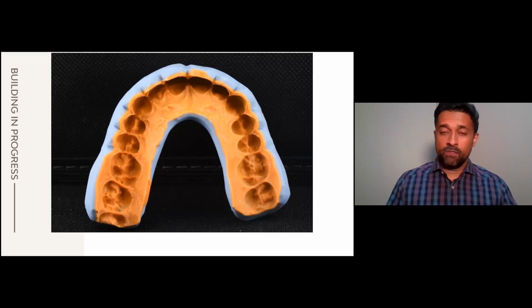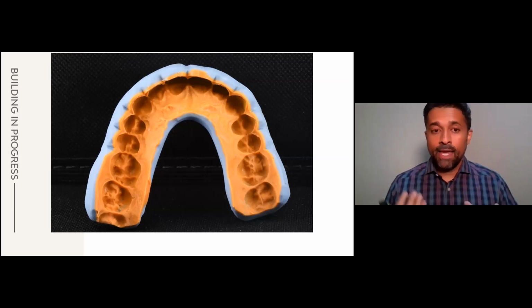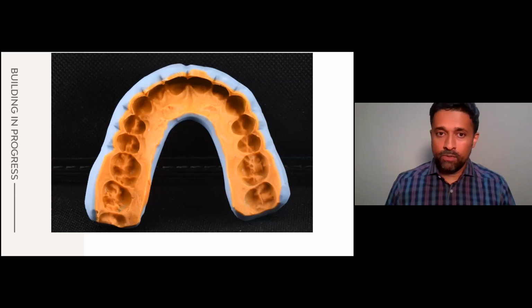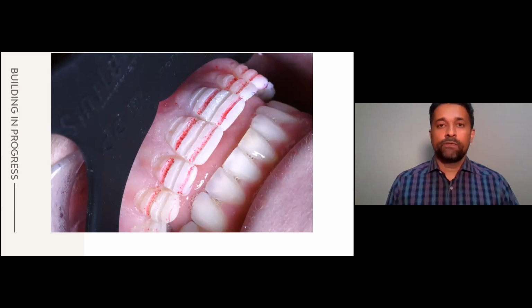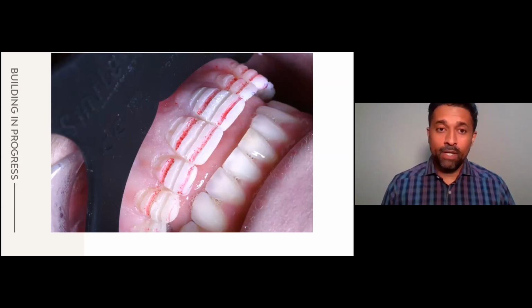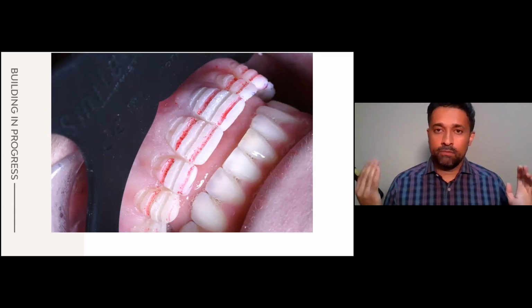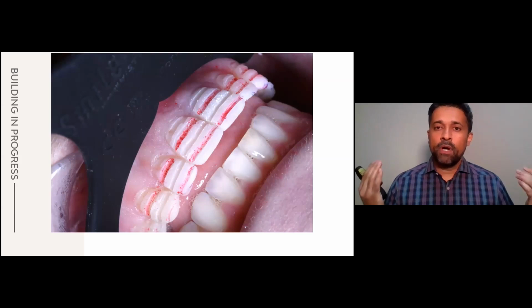Often in these cases, you may have to re-provisionalize, and this is a very sturdy way to create a matrix off of that. So what we've done for this patient is a mock-up off of her diagnostic wax-up on her teeth. This mock-up serves three purposes. One, at the prep appointment, you do that mock-up, you have her look at it, and make sure she's happy with it.